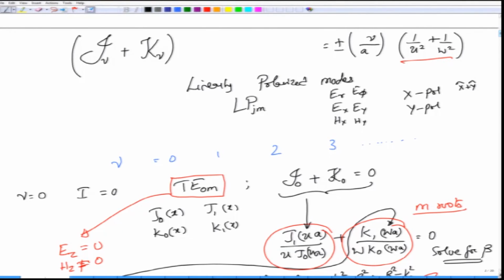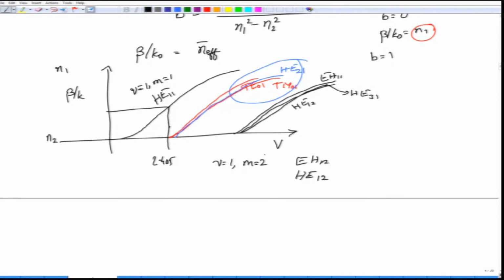Now, how do we build up to this equation? The clue comes from this B versus V diagram, that is, beta by k versus V. You look at these modes over here, and you see that there are certain components which are grouped together. There is TE01, TM01 and HE21. What is nu for TE01, TM01? Nu is equal to 0. But look at the second index here. The first index is always equal to 0, because for TE and TM modes you can only have a solution when nu is equal to 0.